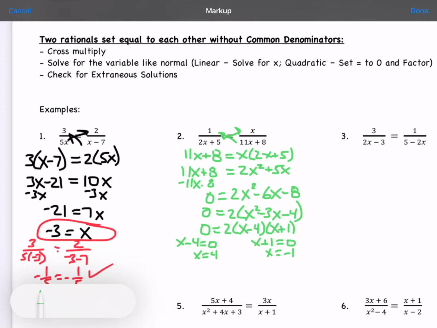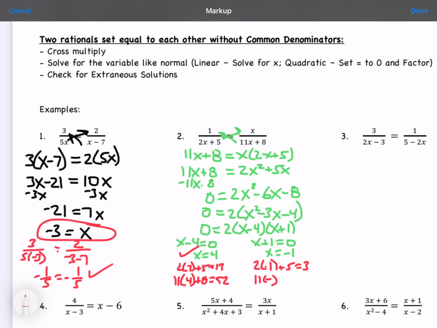Now, when we plug those in, will we get a 0 in the denominator with either number? No. Because if we did 2 times 4 plus 5, that would give us 13. 11 times 4 plus 8 would give us 52. That's fine. So that one would work. If we did negative 1, 2 times negative 1 plus 5 gives us 3. 11 times negative 1 plus 8 gives us negative 3. So that's okay. As long as your denominators are not equal to 0, it works. That's what I look for in a check: plug in the numbers and make sure it doesn't equal 0.